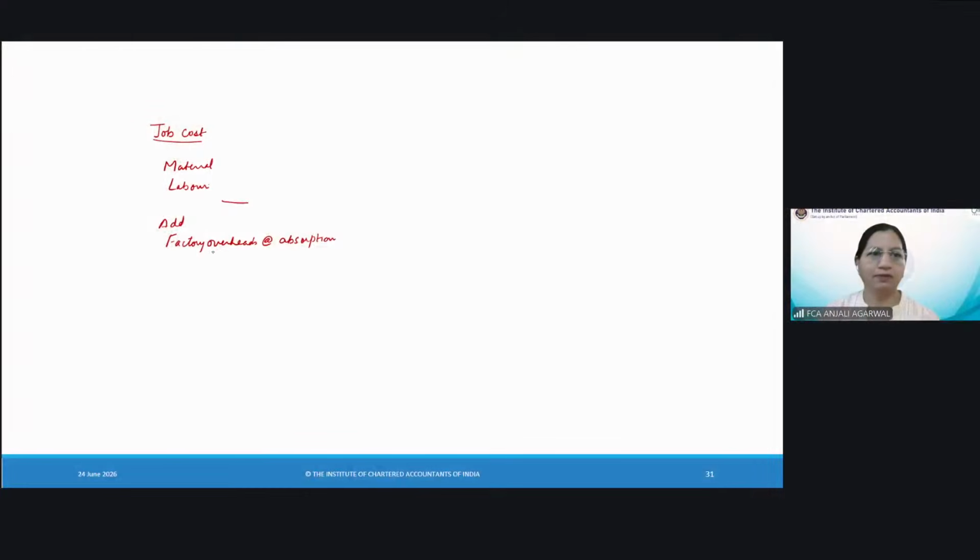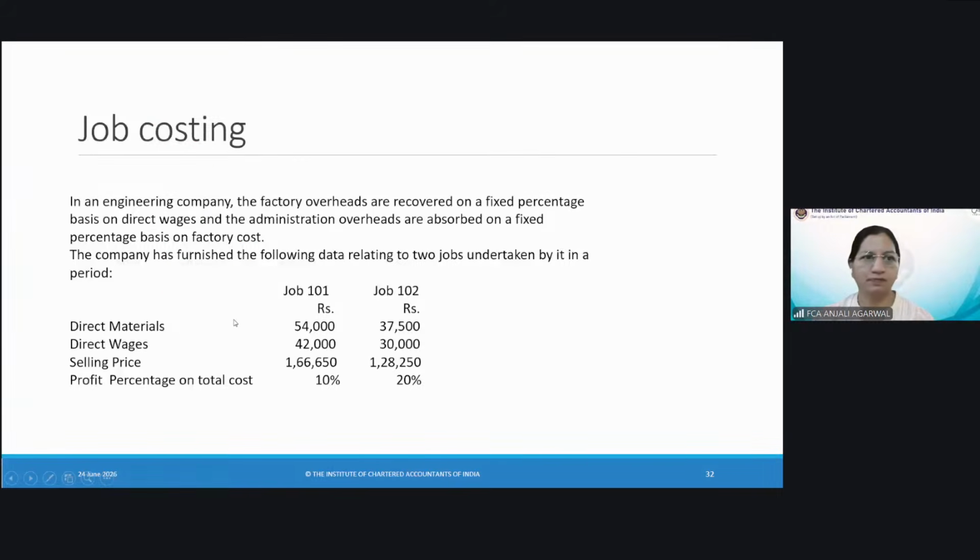Material, labor, and factory overheads can be absorbed at an absorption rate, which will be mentioned or which you may establish. Similarly, your administration overheads will be charged at an absorption rate. Similarly, selling expenses will be charged at the absorption rate. So you can find the cost of any job when you are using a job costing system. Let's look at this question. A little bit here, you will use some equation method.